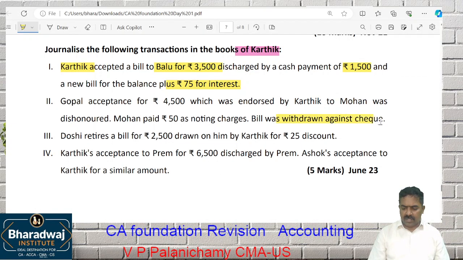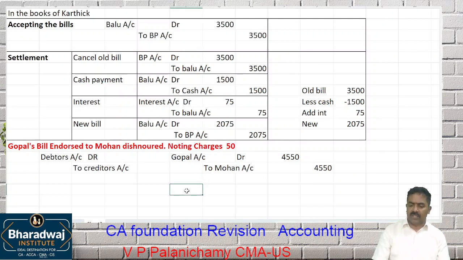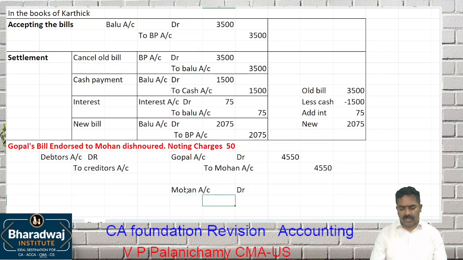The bill was withdrawn against which one? Check. Now we have to give the check to Mohan. What is the entry for giving the check to Mohan? Mohan account debtor to bank account. We are agreeing to pay this amount by the check.